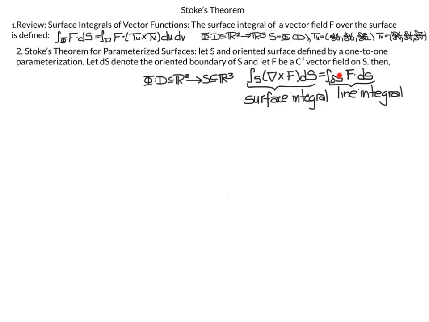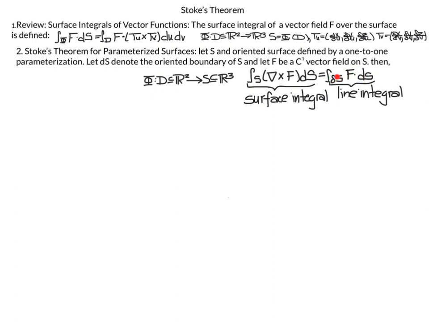Here is Stokes' theorem. It's for a parameterized oriented surface. If we have phi that takes a domain in R2 and maps it to a surface in R3, what it says is it relates a surface integral to a line integral. In particular, it says the curl of our vector field integrated over a surface is equal to that vector field integrated over the boundary.